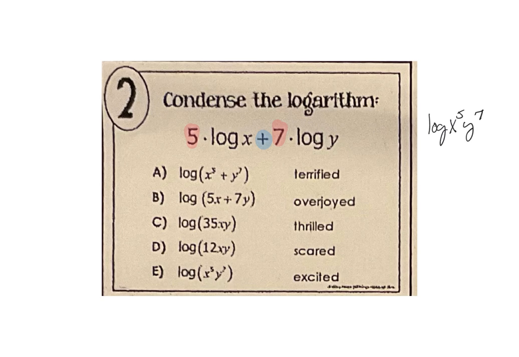Okay, let's go back and do them one at a time. So the first one, I get log of x to the 5th plus the second, which is log of y to the 7th. Now I have two numbers being separated by a plus sign, which means multiply. So we're going to end up in the exact same place: log of x^5 y^7.